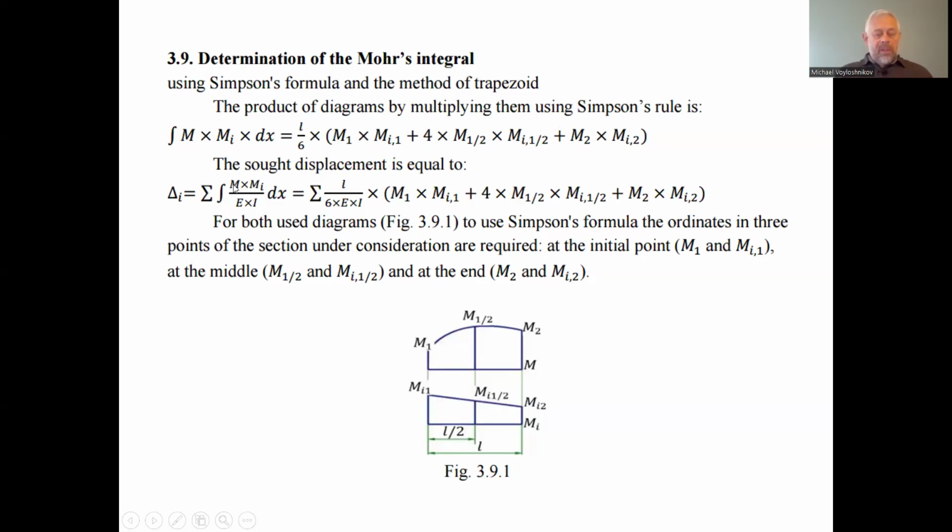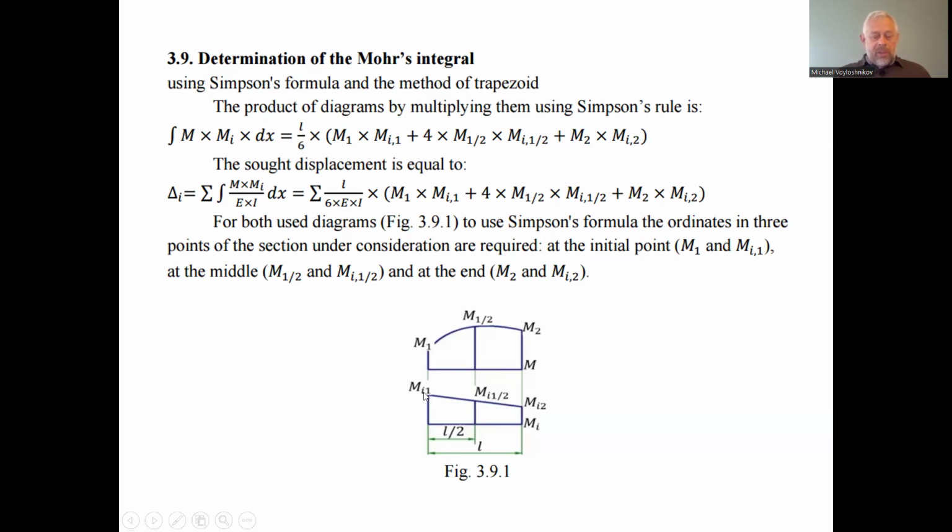The adopted approaches, for example, could be the use of the Vereshchagin rule when one diagram has to be linear at least. We considered that in article 3.8. And to find the Mohr integral by use of the Vereshchagin rule, we consider the area of one of the diagrams, and consider the location of the center of the area. Of the other diagram, we usually need it to be linear. It could be a diagram maybe of the unit force applied in the direction of the sought displacement of the assigned point of the mechanical system.